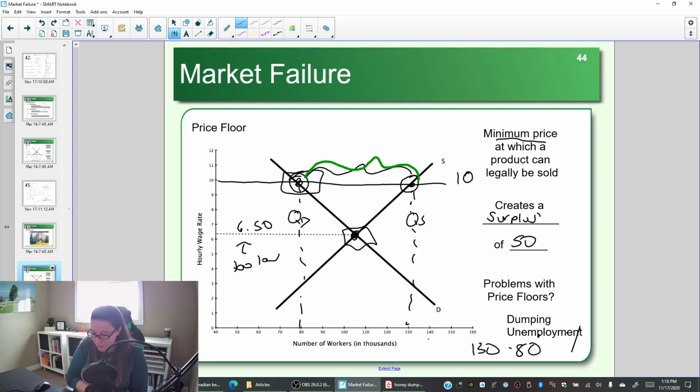So when we look at price floors, it creates a surplus. If we're talking about workers, the downside is unemployment. If we're talking about other products, we can see dumping or having to pay our producers to destroy product to prevent that downward pressure on price.